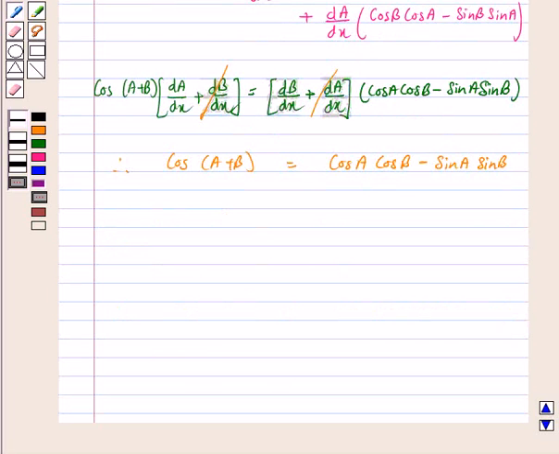Hence, by using the sine formula, that is sin of A plus B is equal to sin A cos B plus cos A sin B, and the differentiation, we obtain the sum formula for cosine, which is cos of A plus B is equal to cos A cos B minus sin A sin B.